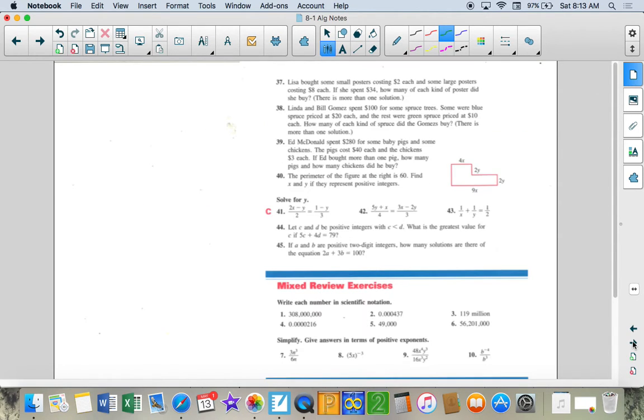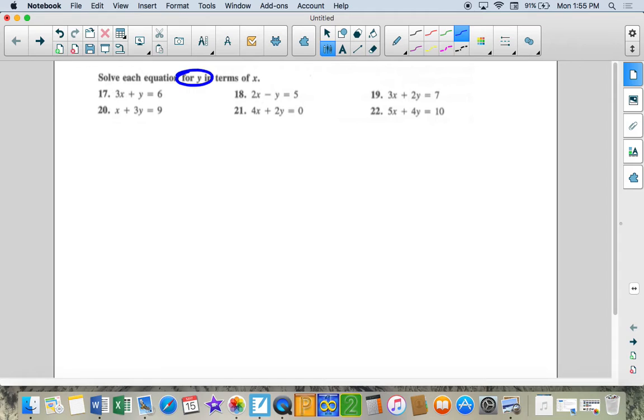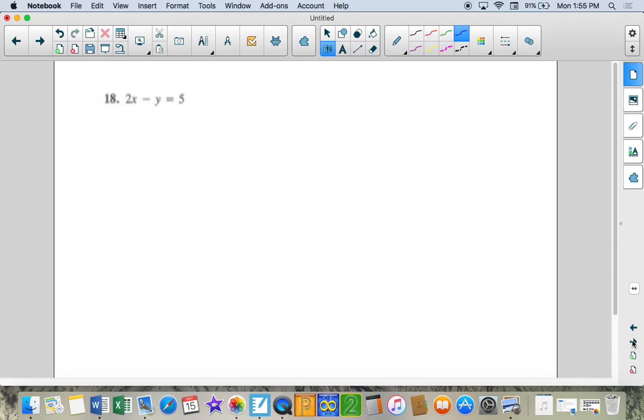I think that's it, right? There's a section in 8.1 on the worksheet where you had a problem where it said solve each equation for y in terms of x. So all we're doing here is isolating for the variable y. We're not looking for solutions here. We'll look at this first equation, number 18. We want to get it to say y equals. We're going to find out later on in sections 8.2 and 8.3 that if it's solved for a variable, it actually makes it easier.